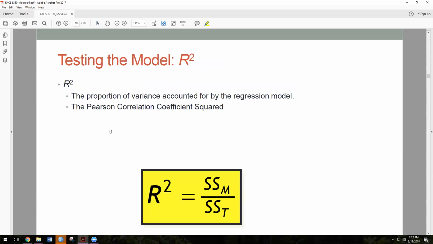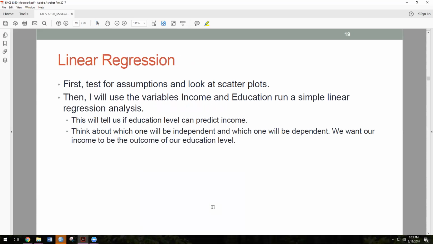So think back to your correlation, and you have your Pearson's correlation coefficient, which was r. So r squared is just your Pearson's correlation coefficient squared. And what it is, is your sum of squares for your model divided by the sum of squares for the total. So what you want to do with simple linear regression is test for your assumptions and look at your scatter plots.